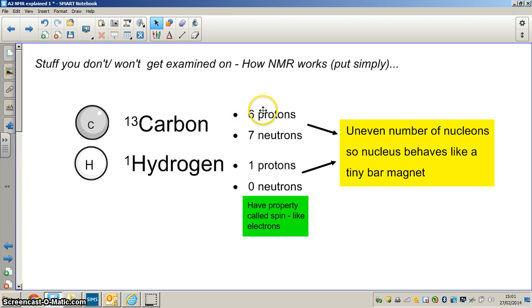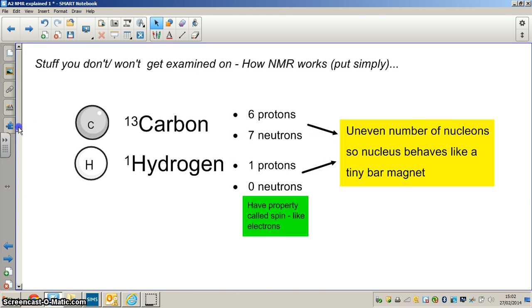In carbon-13, the 6 proton spin is cancelled out by the 7 neutron spin, but there is 1 neutron over, which means there is some residual spin. And in the hydrogen nucleus there is 1 proton with spin. There are no neutrons, so there is nothing to cancel out the proton spin. And we can envisage this proton in the case of the hydrogen and the neutron in the case of the carbon-13 as behaving like a little tiny bar magnet. So how do we progress that further?